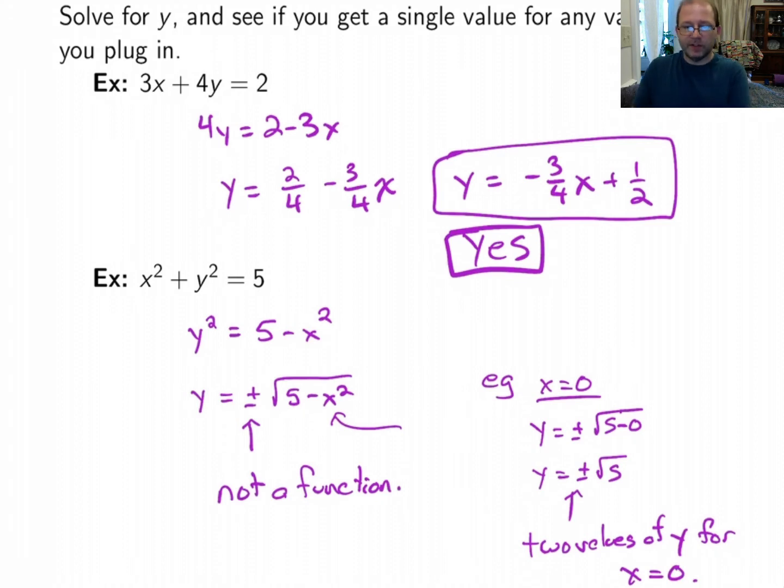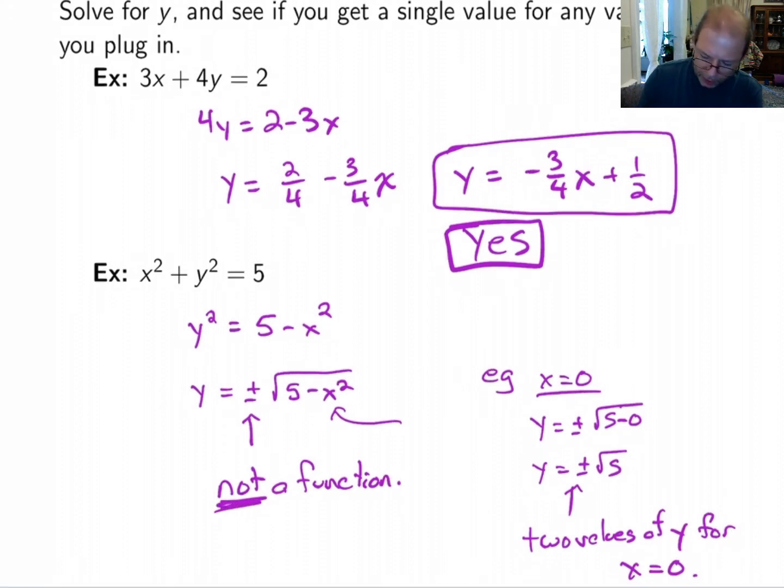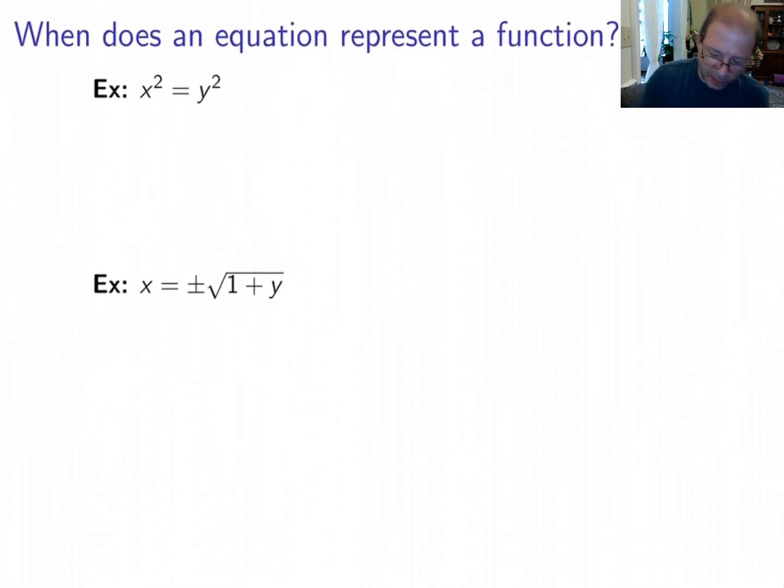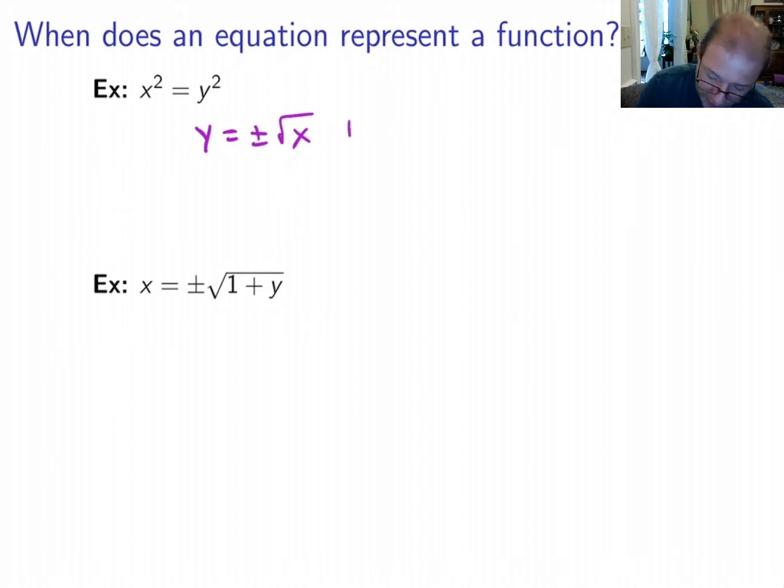So that's enough to tell us this is not a function. All right, let's look at a couple more. x squared equals y squared. And this is very similar to the one we just did. You get y is equal to plus or minus the square root of x. So this one's not a function.